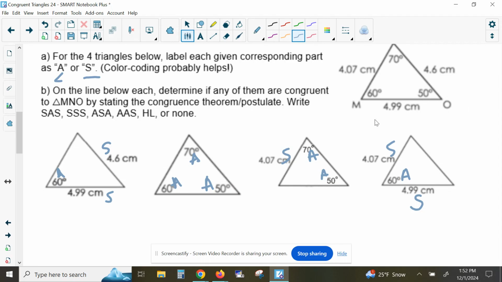So I did this, and you can color code to match these if you want. These are all sitting the exact same orientation though as this first picture, so I'm not going to bother color coding. Hopefully you did it yourself already.